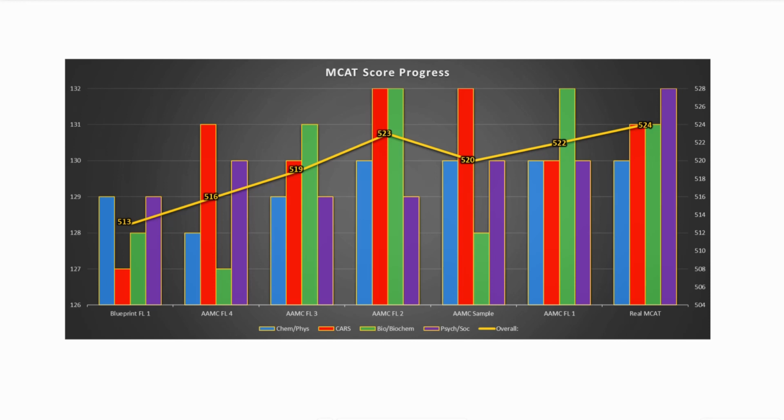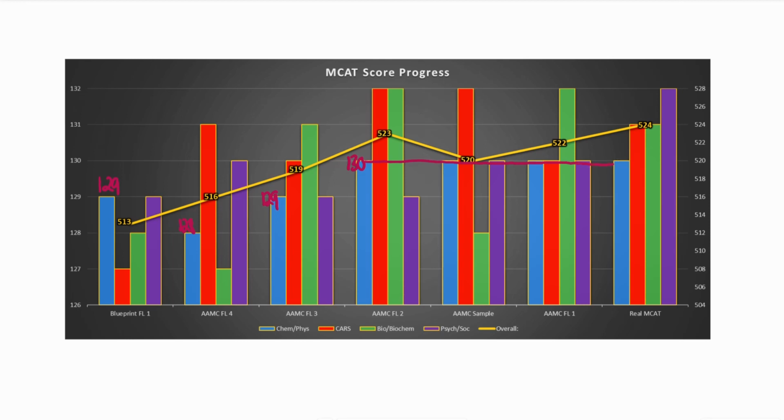The blue is the Chem Phys section of the MCAT. So let's go ahead and write out what the scores were. This was a 129. Down here, it was a 128, 129 again, and then we've got 130, right? And so it keeps going as a 130. And then, of course, my final score was also a 130.